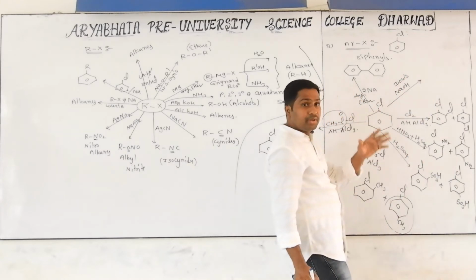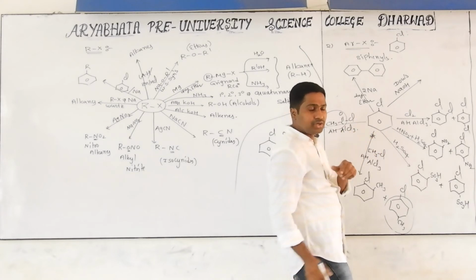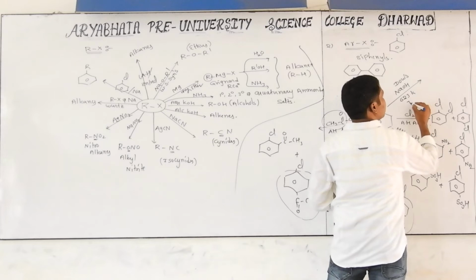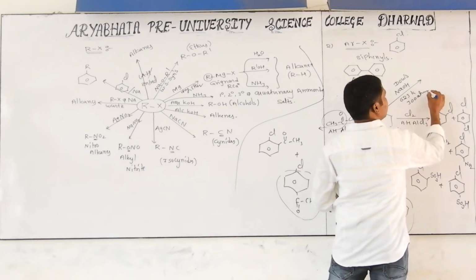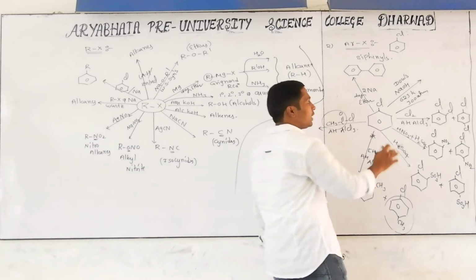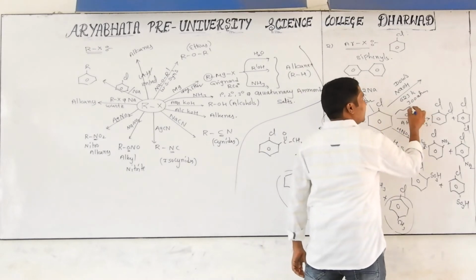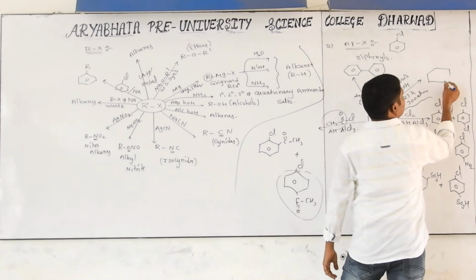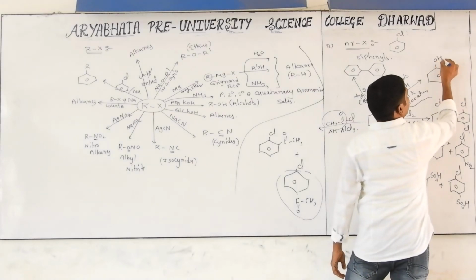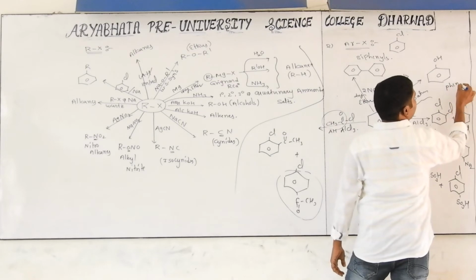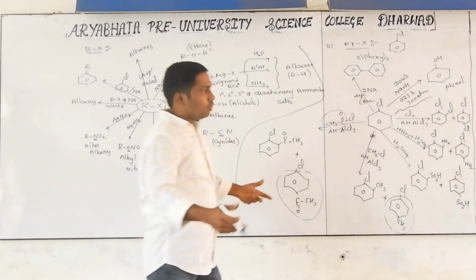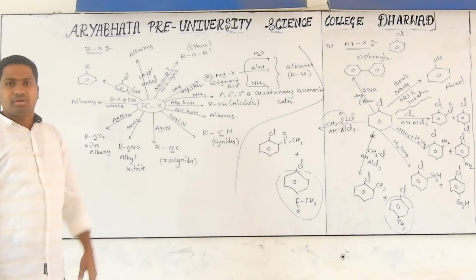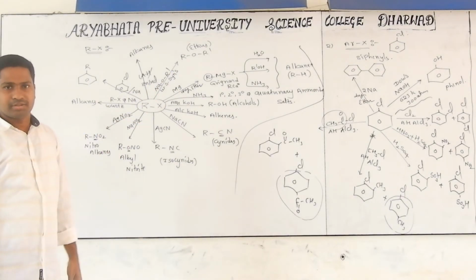It requires very difficult, drastic conditions. That's why you are maintaining 623 Kelvin temperature and 300 atmospheric pressure. Then what happens? The chlorine will be replaced with the OH. Then we are getting phenol; hydroxybenzene is called phenol. Over. This is the first part, this is the second part. If you got this one, we can enjoy the competitive bits as well as the exercise questions also.